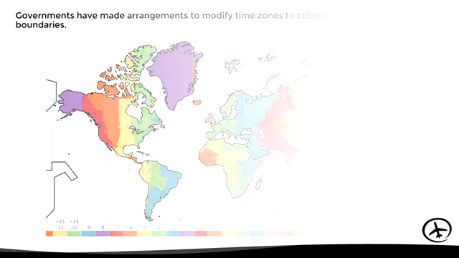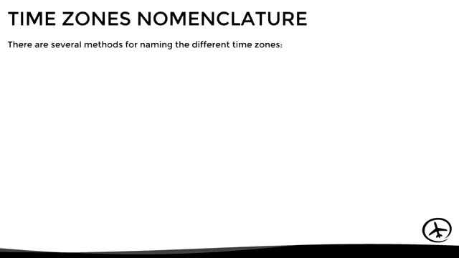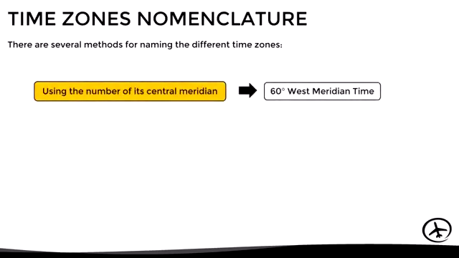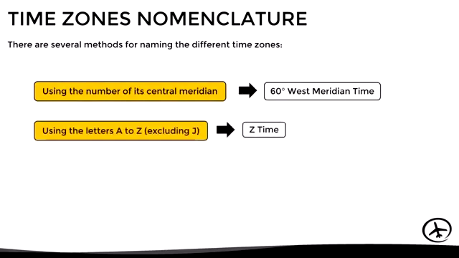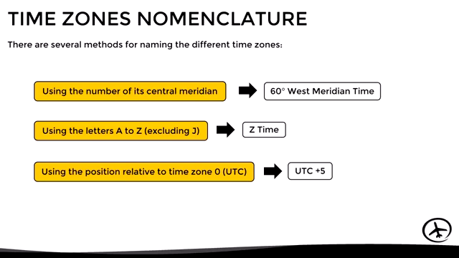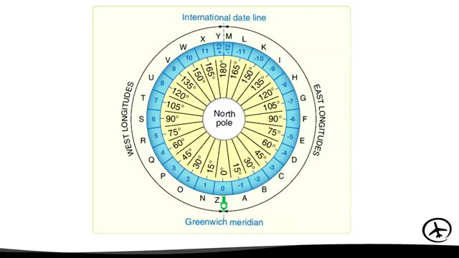Now, there are several ways of naming the different time zones. We can use the number of its central meridian, for example, 60 degrees west meridian time. We can also use letters from A to Z, excluding the J, for example, the Z time or Zulu time. And finally, we can use the position of the time zone relative to the prime meridian time zone, for example, UTC +5. Here we can see how the different time zones are named based on these methods.